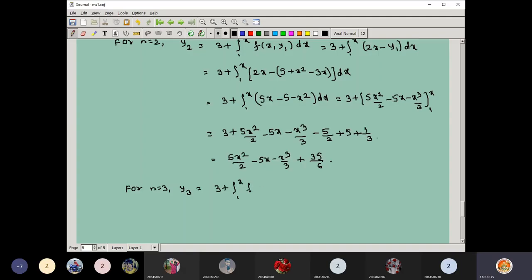Integral 1 to x, f of x comma y2, dx, that means 3 plus integral 1 to x.